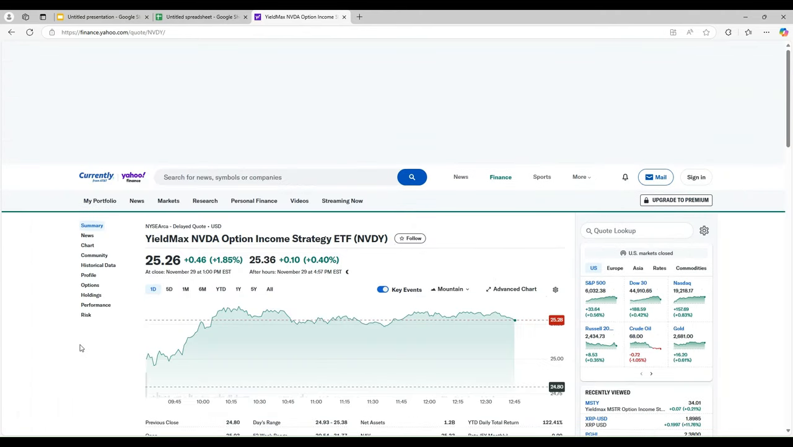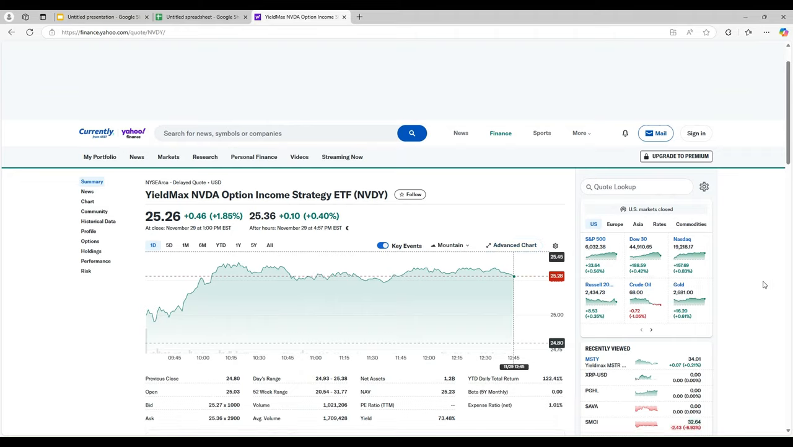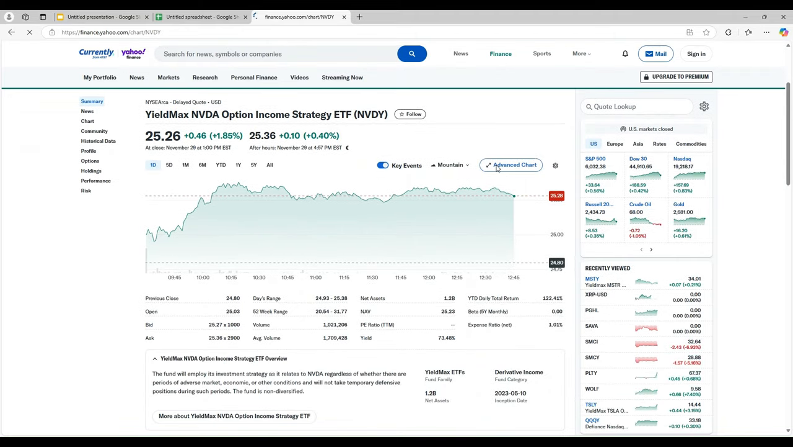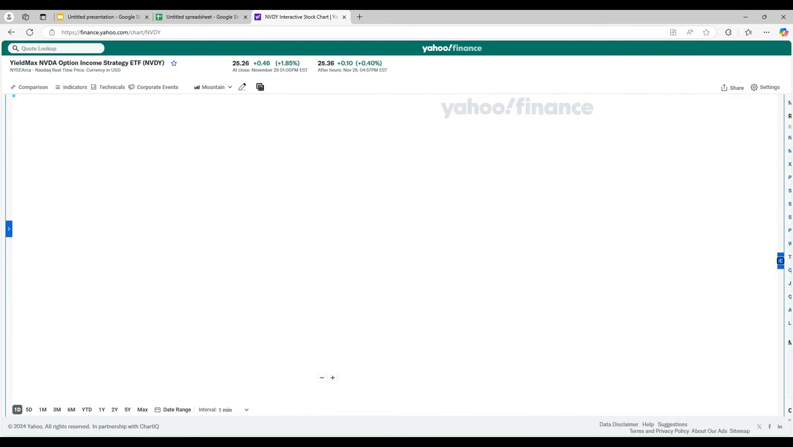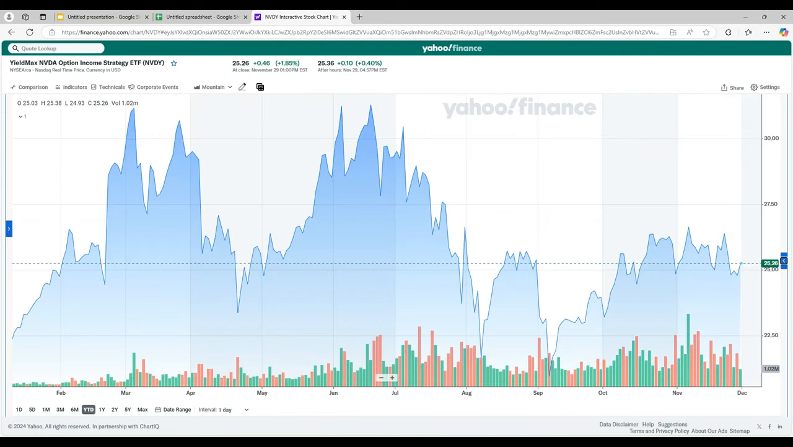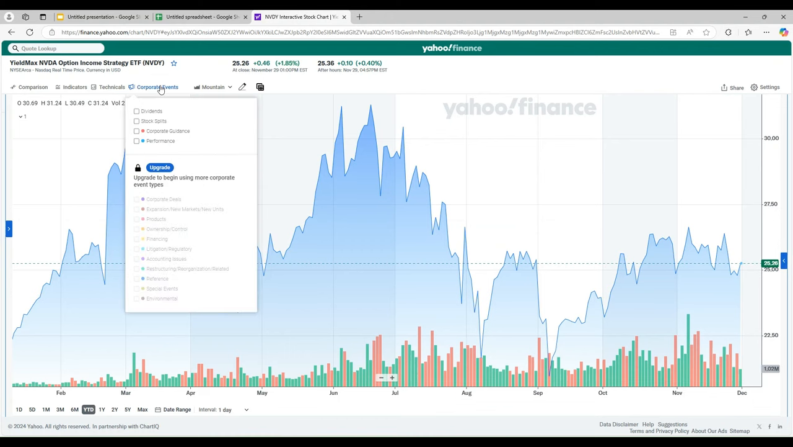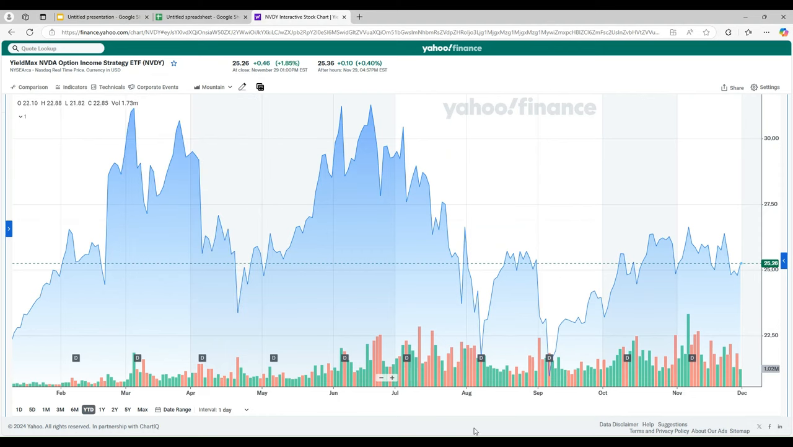You get this. You see this advanced chart over here? You just click on that, and it's going to expand it for you. Now, what you need to do is go to this corporate events, click on dividend over here, and you see that it starts showing you dividends. So you can look at the dividend earned. Now, let's take an example over here.